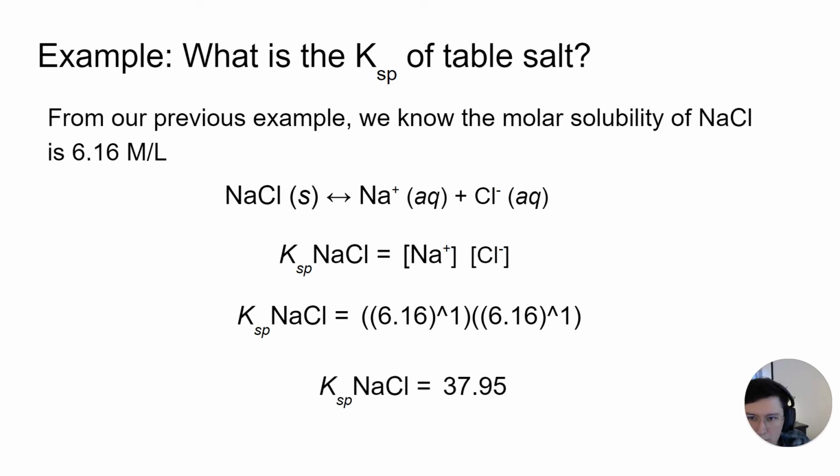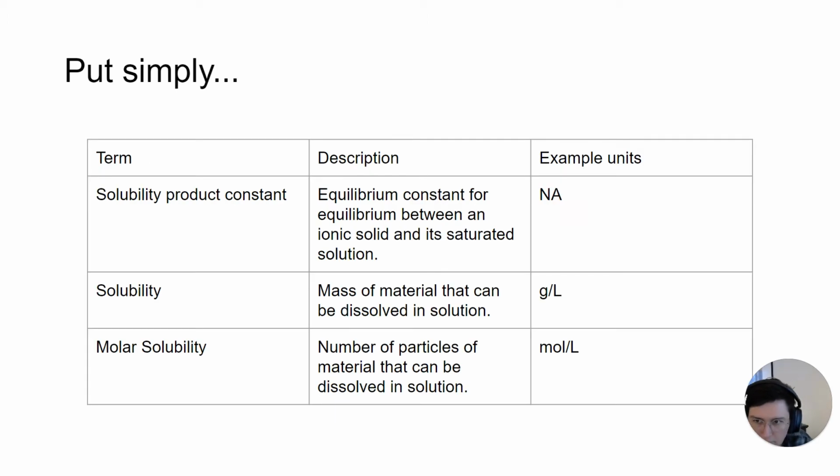Then we can just do some simple multiplication, and we get a solubility product of about 38, which is very, very high for a solubility product. Usually, chemists will use solubility products to describe the relative solubilities of pretty insoluble things, and table salt is very soluble. But to put it simply, the solubility product constant is the equilibrium constant for a saturated solution between an ionic solid and its saturated solution.